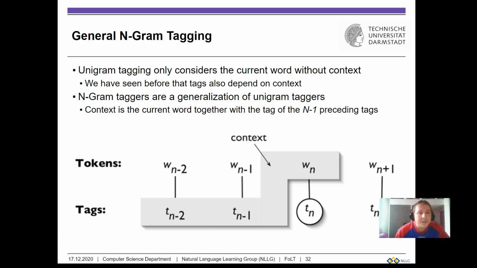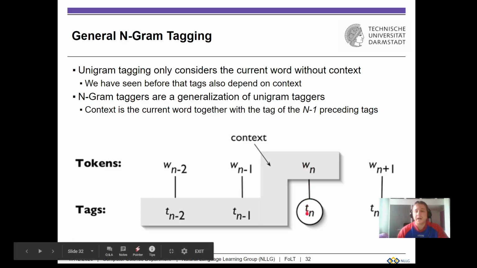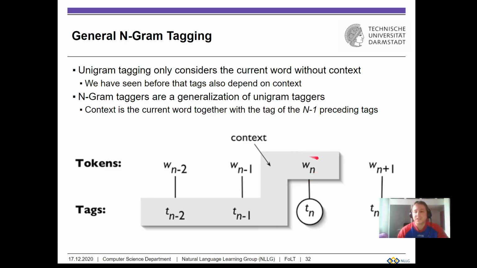So now let us generalize the unigram tagging that we've seen. Unigram tagging just takes the current word. So this is a sentence with its tokens. We have the current token here, WN, and when we want to determine its part of speech label, we only check this word here, right? So we would get the most frequent tag for this word, and then give it this tag.